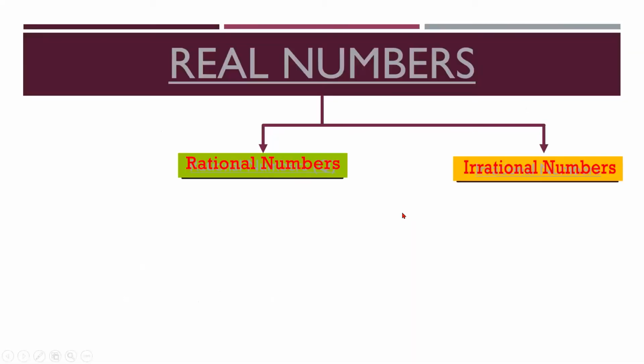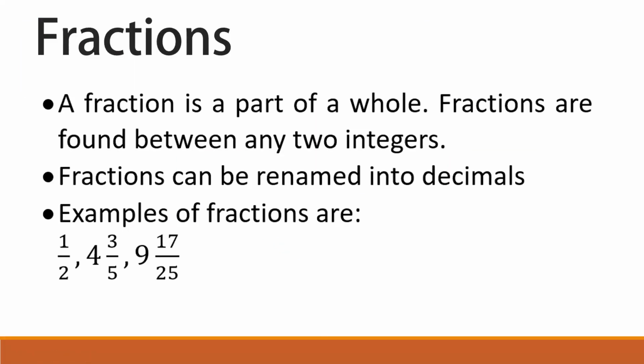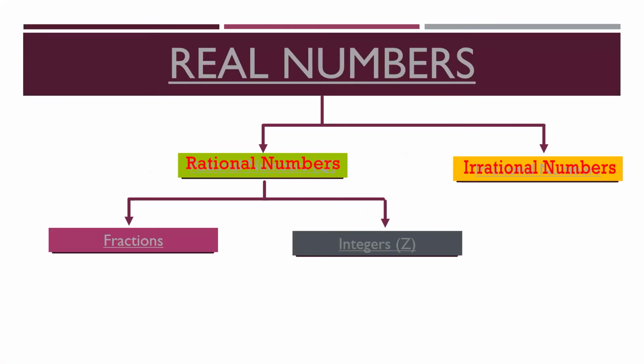Now, rational numbers are classified into two. We have fractions and integers. So what are fractions? A fraction is a part of a whole. Fractions are found between any two integers. Fractions can be renamed into decimals. These are examples of fractions: 1/2, 4 and 3/5, 9 and 17/25, and so on.